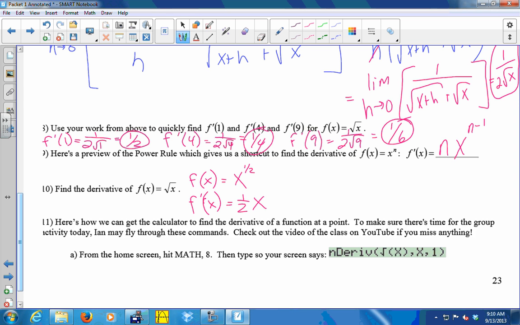-1/2. So I brought the exponent down in front, and then I have to reduce the exponent by 1, so I get -1/2. 1/2 x to the -1/2. Is that the same as 1 over 2 square roots of x? Yeah, it is. Negative exponent means put it down in the denominator, and 1/2 is a square root. So that is our little preview of the power rule, a shortcut for how to find a derivative function.